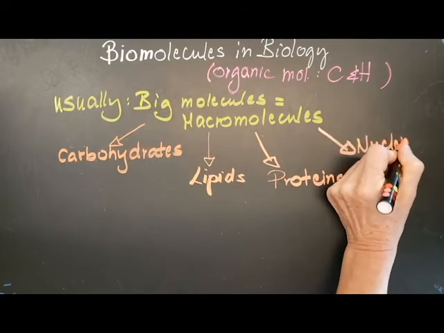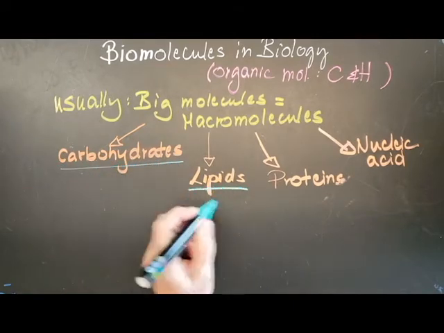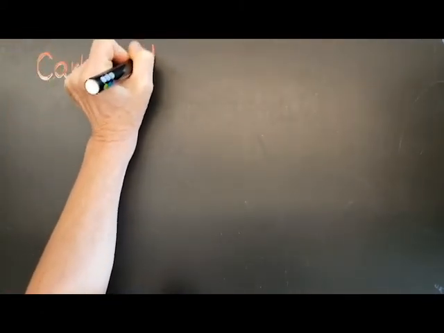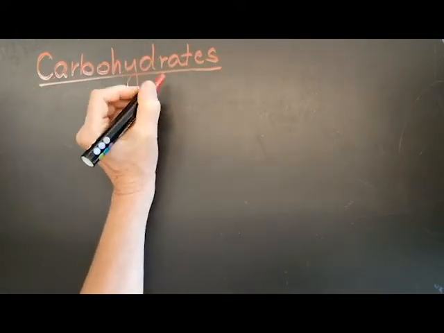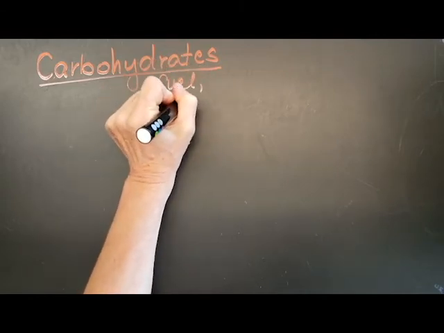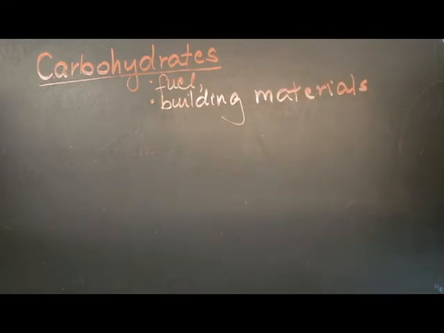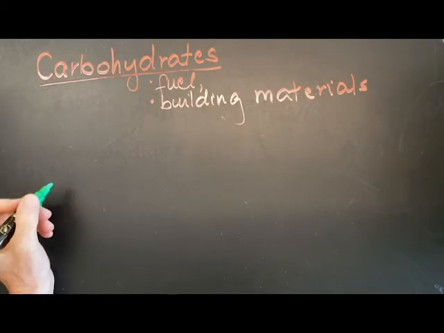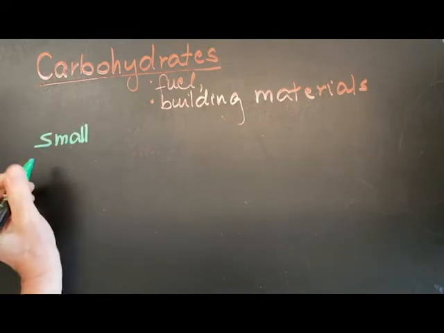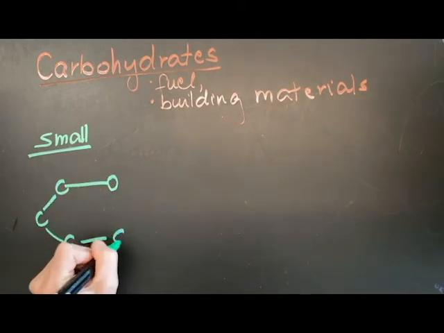We are going to focus here on carbohydrates, lipids, and proteins. The nucleic acid will come later. Let's focus on the carbohydrates first. They serve as fast energy fuels for the cells, as well as serve as building material. The small monomer unit for the carbohydrates, for our example, besides so many, is the glucose.